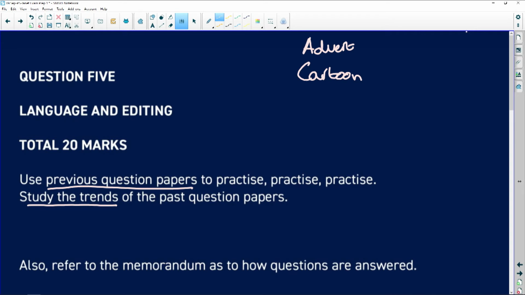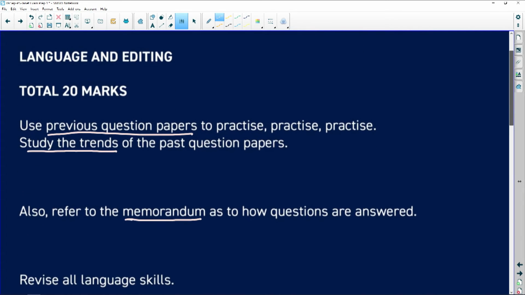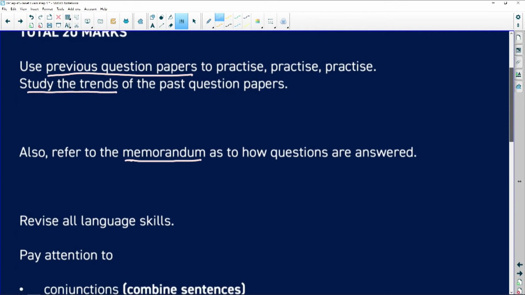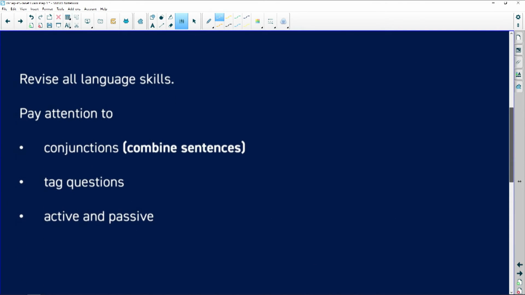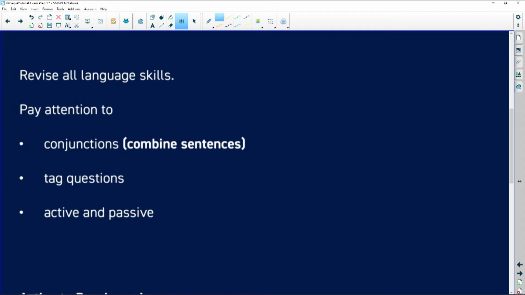When you work with the previous question paper, go to the memo and see how the examiners answered those questions. So mark yourself. And then, if you don't understand why the answer is the way it is, get help. Post a question on Facebook to us, ask your teacher. So what things should you be revising? First advice, those 3.